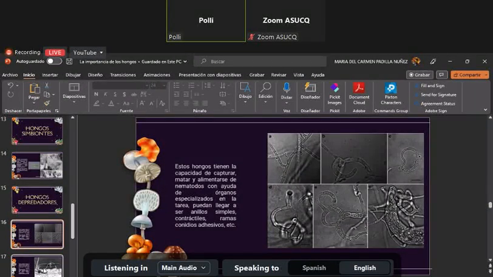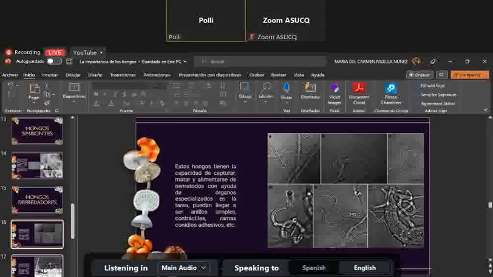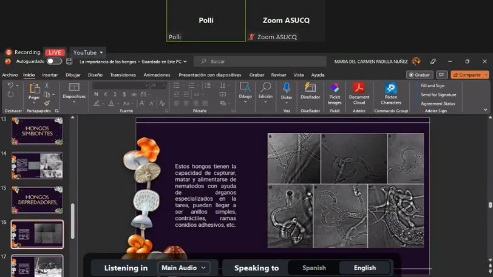Well, imagine that these fungi are capable of capturing, killing, and feeding on small prey. The better known cases are fungi that feed on nematodes, nematophagous fungi. And there are these fungi that you can see in this image. You can see the hyphae of the fungus, which can produce a ring in which they will end up hunting their prey.